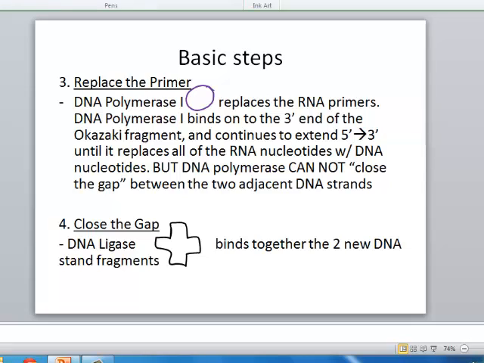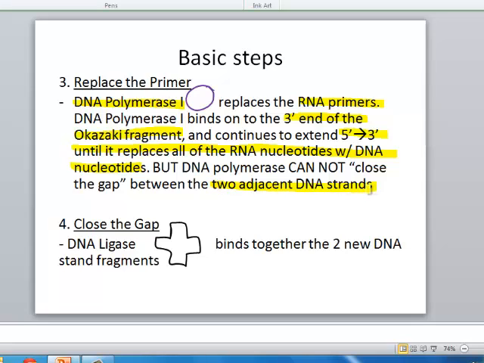So replacing the primer, we've got DNA polymerase 1, and it replaces the RNA primers. And how does it do that? DNA polymerase 1 binds onto the 3' end of the Okazaki fragment, and it continues to extend 5' to 3' until it replaces all the RNA nucleotides with DNA nucleotides. But DNA polymerase 1 cannot close the gap between the 2 adjacent DNA nucleotides.